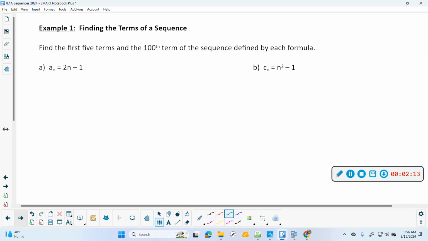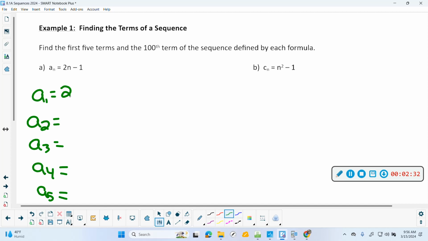Okay, find the first 5 terms and then the 100th. Now, a lot of you can mental math it. I'm going to write it out for the first one. So again, we're going to start with 1. Then we're going to do 2, 3, 4, 5. I'm glad there's only 5. I'm running out of room. So easy enough to find the first term. You're just going to put a 1 in for n. Most of you can mental math it. 2 times 1 minus 1. What's your first term? 1. Now put 2 in.